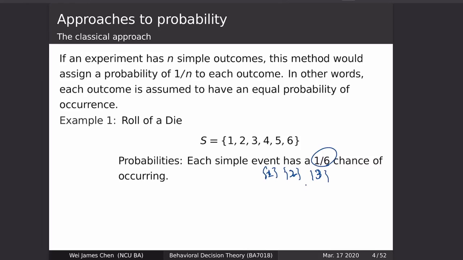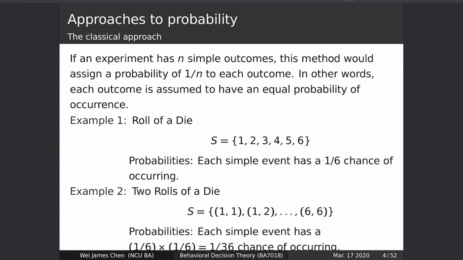The second example is rolling two dice. If you roll two dice, then there are many more cases now. Actually, there are 36 cases. Because each of these events still has the same probability, each of the events will have a 1 over 36 chance of occurring.